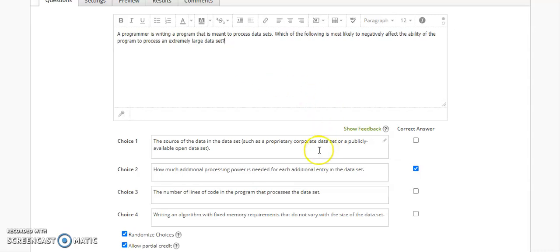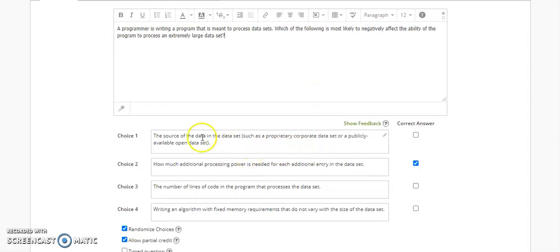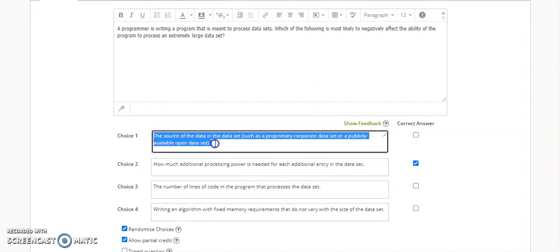Well, let's look at some of the wrong answers first. Does where the data set is coming from matter? Remember, proprietary means that a company owns it. Publicly available data is something that is available to everybody. So whether a private company gives it or I find it on Google, does that affect how I process that data? No, not at all.